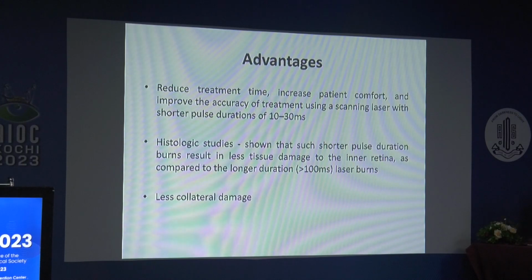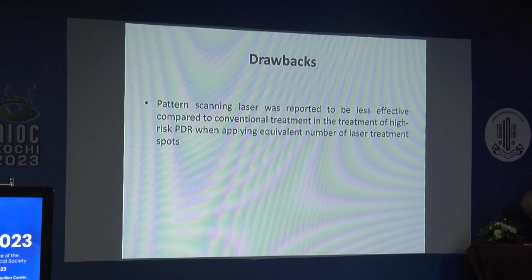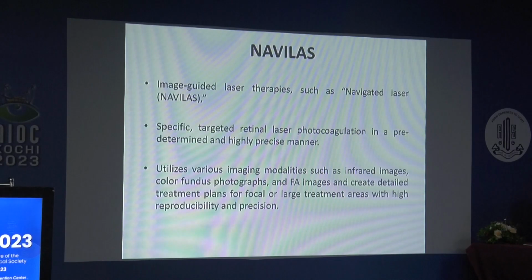As I said, it reduces the time, increases the patient comfort, and histological studies also show that it leads to less collateral tissue damage to the inner retina due to the longer duration. The drawback is, since there is less tissue damage, it also is less effective as compared to a conventional PRP. So if you're doing a pattern laser, it's very important again to observe these patients, since there may be some presence of ischemic retina, there may be persistence of the NVE, which probably requires much more intense laser.